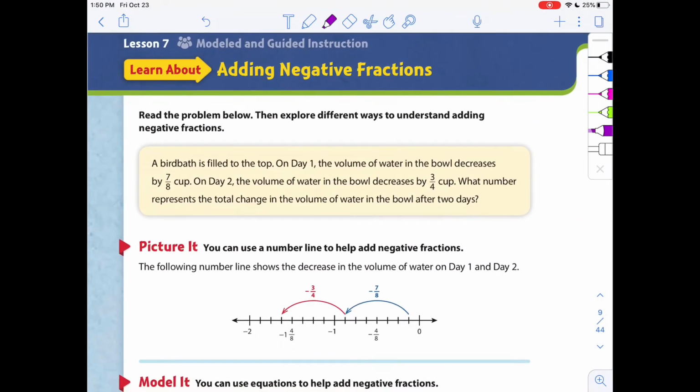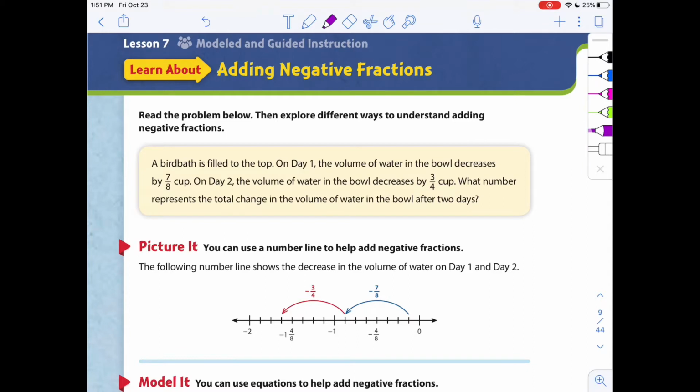Next, we're going to focus on just adding negative fractions and taking a look at the example. A bird bath is filled to the top. On day 1, the volume of water in the bowl decreases by 7/8 of a cup. On day 2, the volume of the water in the bowl decreases by 3/4 of a cup. What number represents the total change in the volume of water in the bowl after 2 days?